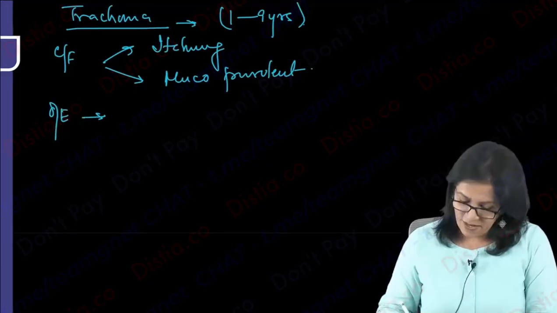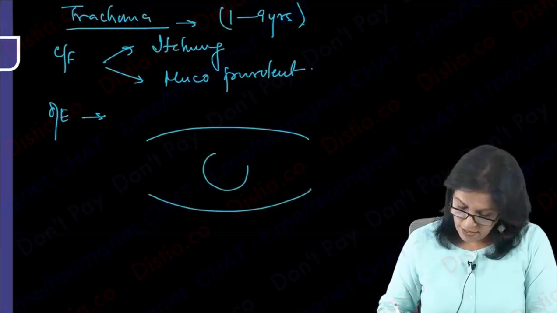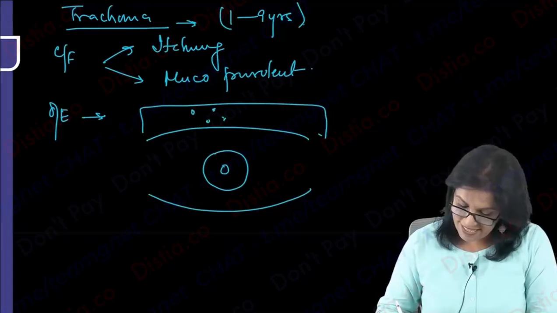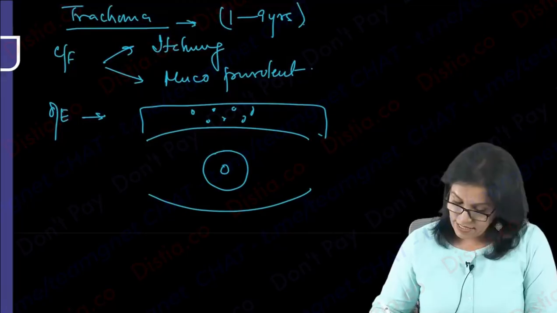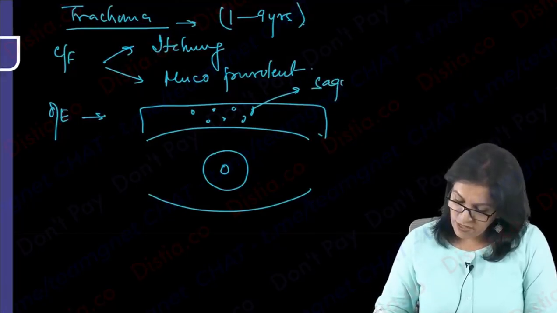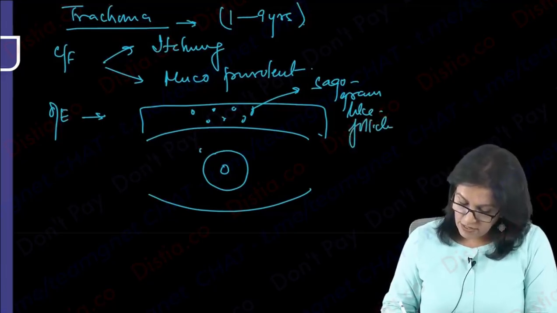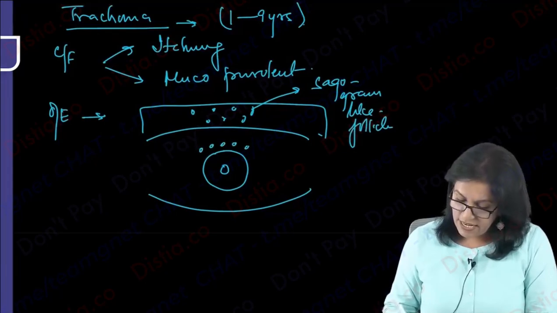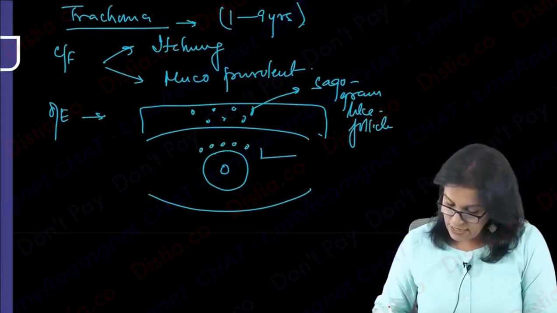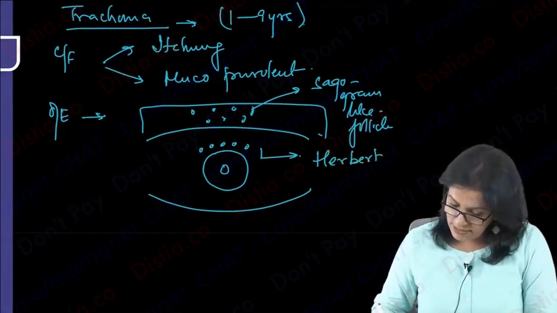We'll always draw a diagram and learn. On examination, what I see is, number one, follicles typically on the upper palpebral conjunctiva. I just showed you the slide. These are sago grain, sabudana, right? So it is sago grain like follicles in the upper palpebral conjunctiva. And we will also learn the same follicles can also occur here in the upper limbus. The ones on the upper limbus are called Herbert follicles.